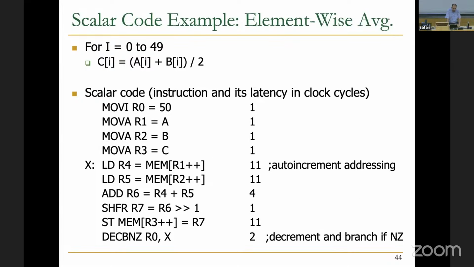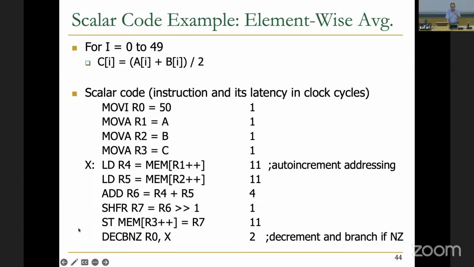So let's see some examples such that we can learn more about these topics. This is basically the operation, the scalar code that you want to run. You have this for loop iterating from 0 to 49, and essentially you want to add element-wise 2 vectors and divide it by 2 and store it to vector C. So you can actually write a scalar code for this.